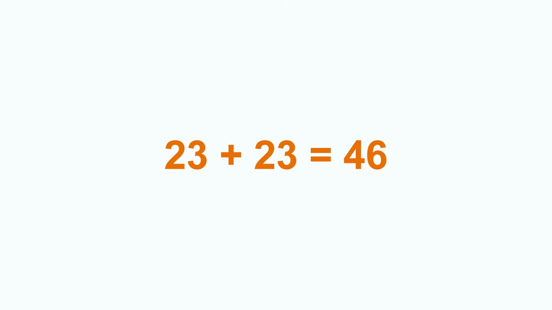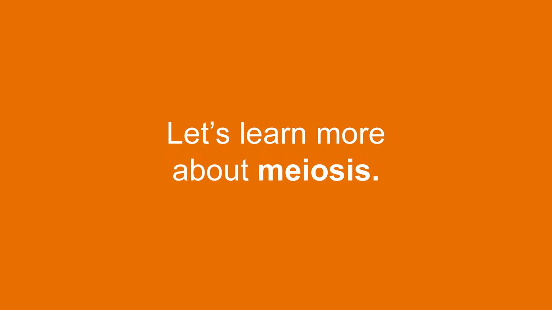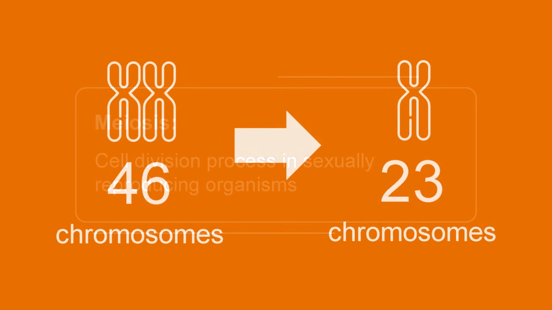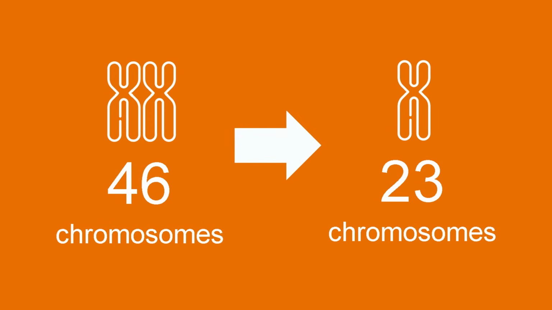The cell division process that produces gametes with 23 chromosomes is called meiosis. Let's learn more about meiosis. Meiosis is a cell division process that reduces the number of chromosomes in sex cells, or gametes, in sexually reproducing animals. Simply, this process takes a cell with 46 chromosomes and produces a cell with 23 chromosomes.